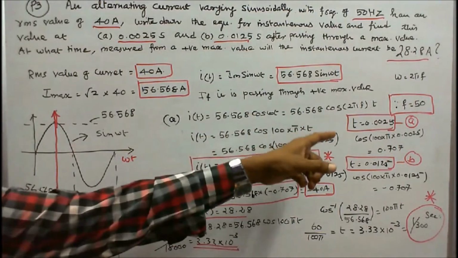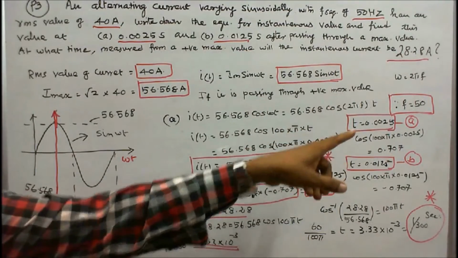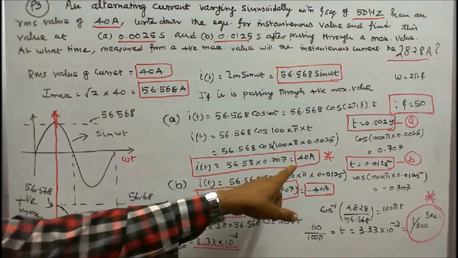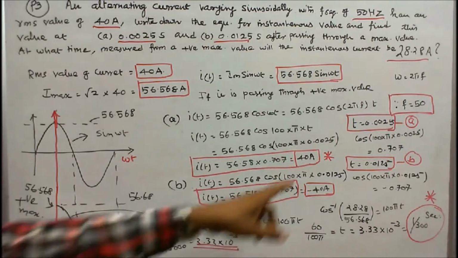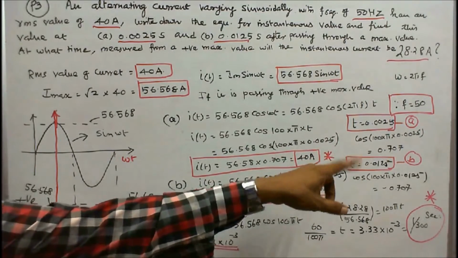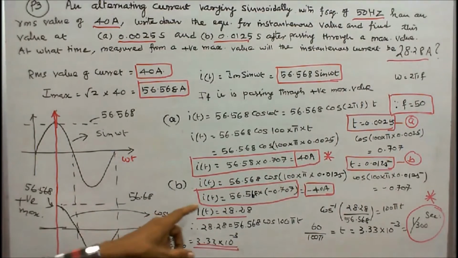When t is equal to 0.0025, i of t is equal to 40 amps. When t is equal to 0.0125, i of t is equal to minus 40 amps.